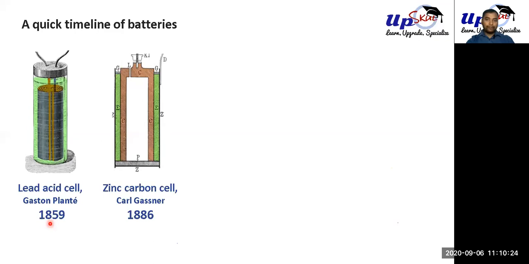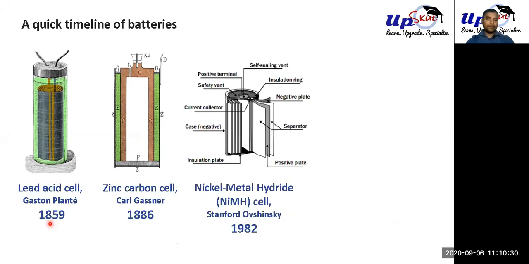After that came the zinc carbon cell, you know, your pencil battery. And then in 1982 came the nickel metal hydride cell. This is the one that actually started the EV revolution.